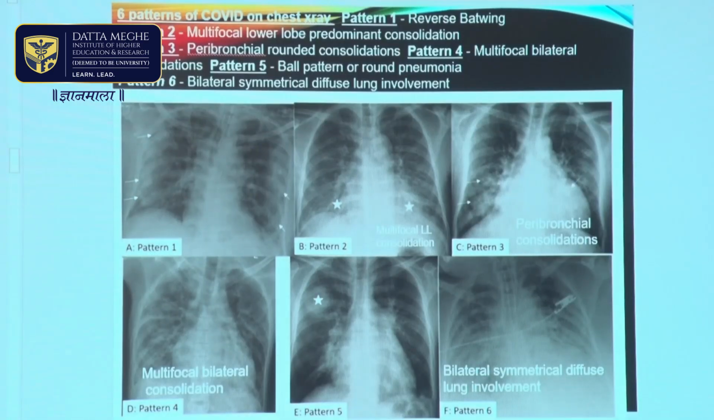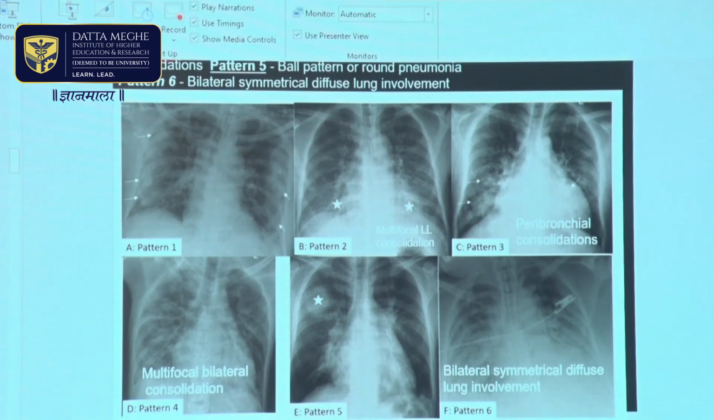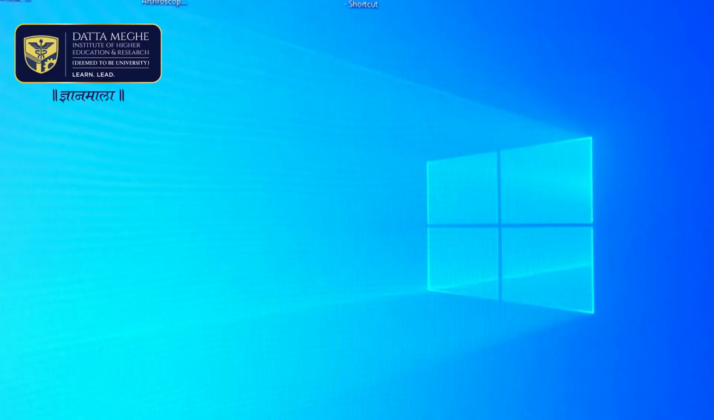And these are the patterns which are very typically seen with COVID. And if you see here, there is opacification over here, and this appearance is basically called reversed bat wing appearance. I'll go to the slideshow.